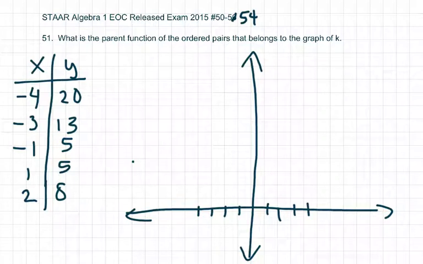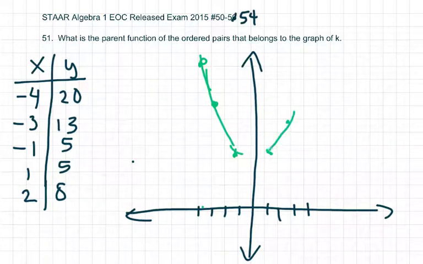So basically what I would do if I was a student, I would just kind of graph. Go -4, it goes way up to 20 somewhere. -3 goes to 13. -1 goes to 5. And I would kind of say 1 goes to 5, 2 goes to 8, somewhere in there, and kind of connect it. So I see this kind of connection here. And then from there, I know this is quadratic.